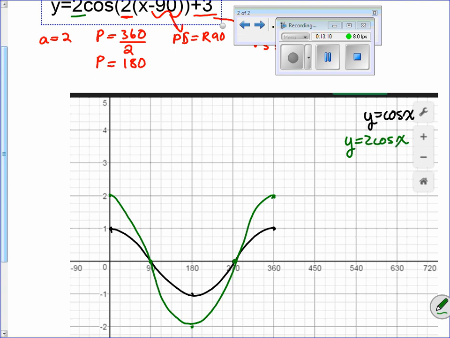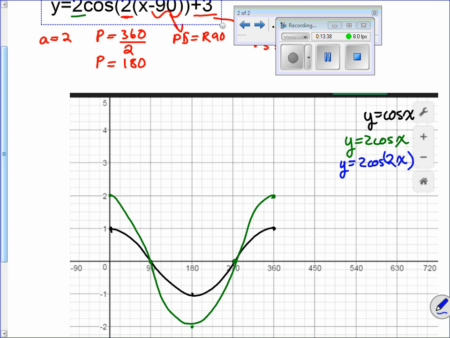So now we're going to add the 2 to our equation. We're going to use the blue to represent that. So we're going to add the 2 that's inside the bracket. So now our equation is y is equal to 2 cosine of 2x. Now, based on that, we figured out that the period of our graph is 180. All of the y values stay the same, but all of the x values change.